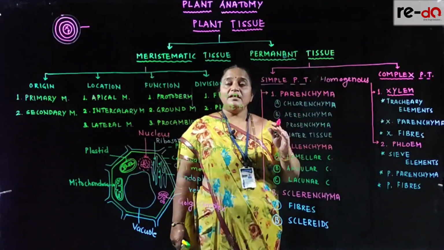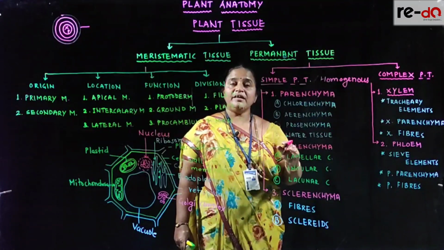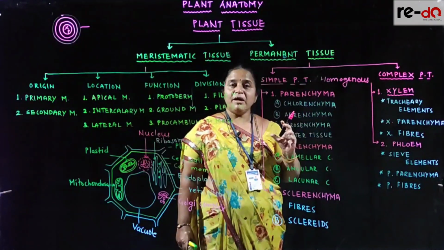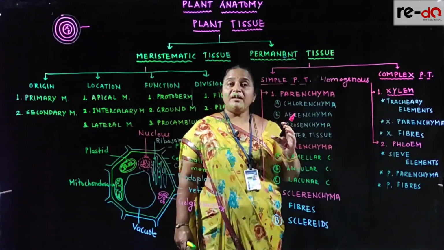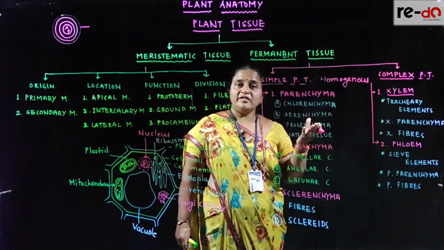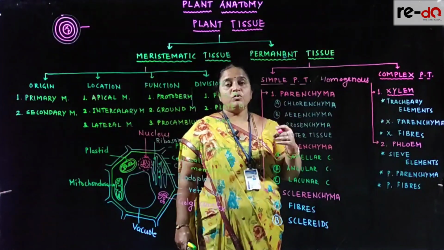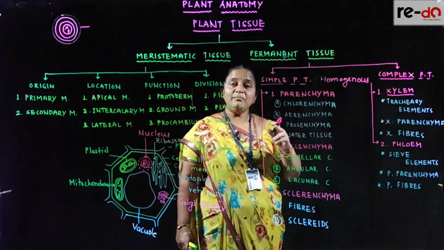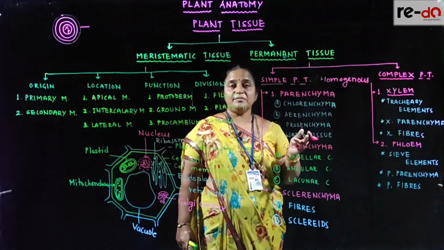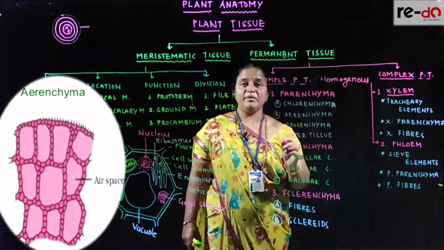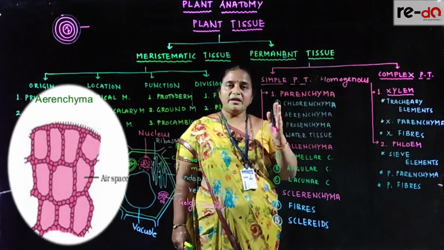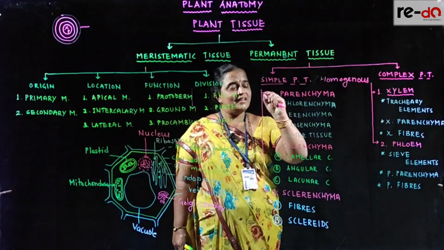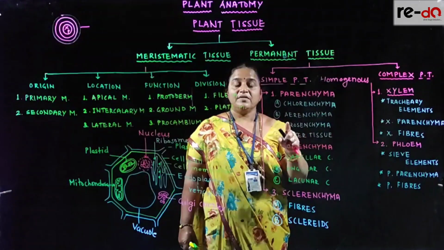Then in hydrophytes, the plants living in water, usually floating on the water surface, there is buoyancy. The ability of a plant part to float on the water surface is called buoyancy. To attain buoyancy, the parenchyma cells store air in the intercellular spaces between the cells. Then it is called aerenchyma. I'll give you one example. If you cut a banana leaf, we can see the spongy texture. That is nothing but aerenchyma tissue.